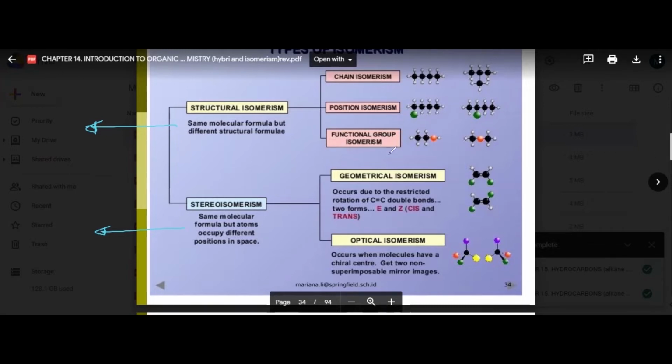Now let's see the classification of isomerism. Structural isomerism can be divided into three types: chain isomerism, position, and functional group isomerism. Later, I will explain them one by one. So please remember that chain, functional group, and position are classifications of structural isomerism. While in stereoisomerism, there are geometrical isomerism, or cis-trans isomerism, or E/Z isomerism, and the second one is optical isomerism.